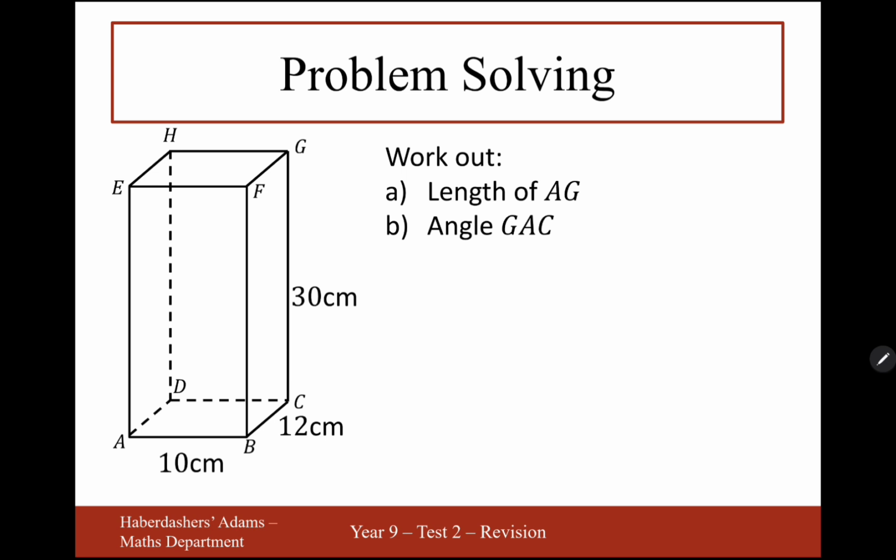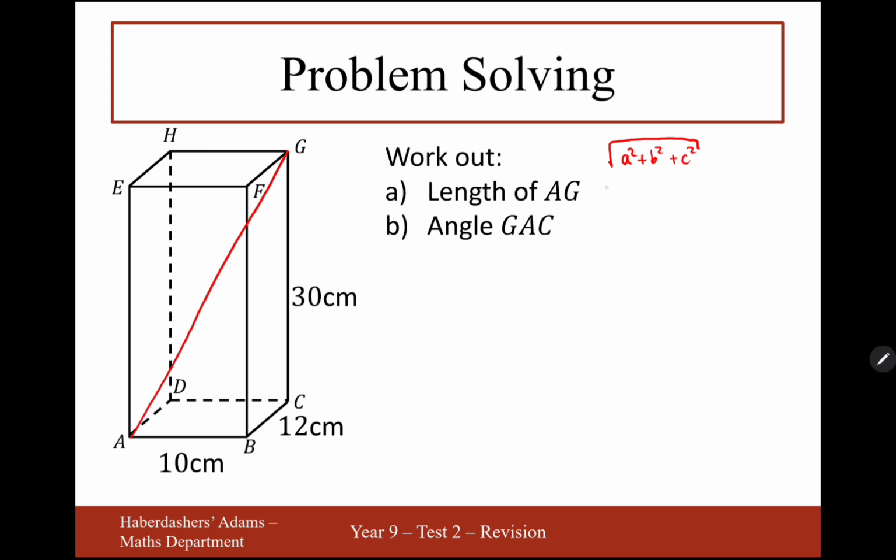Okay, so in the first question here, part A, we have to work out the length from A to G. Now this is a three-dimensional diagonal because it goes from the bottom left front corner to the back top right corner. And to work out a three-dimensional diagonal, the formula is a squared plus b squared plus c squared, because you'll have 3 dimensions here, and then you have to square root it all.